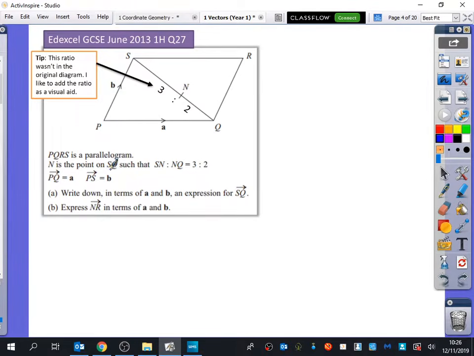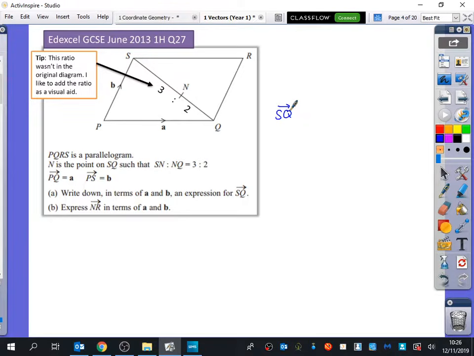N is the point on SQ such that SN to NQ is 3 to 2. As soon as I have that, the ratio wasn't actually on the original diagram, I like to add the ratio in as a bit of a visual aid. So the ratio of SN to NQ is 3 to 2, and I'd recommend you doing that as well. It tells you that PQ is A and PS is B. Write down in terms of A and B an expression for SQ.